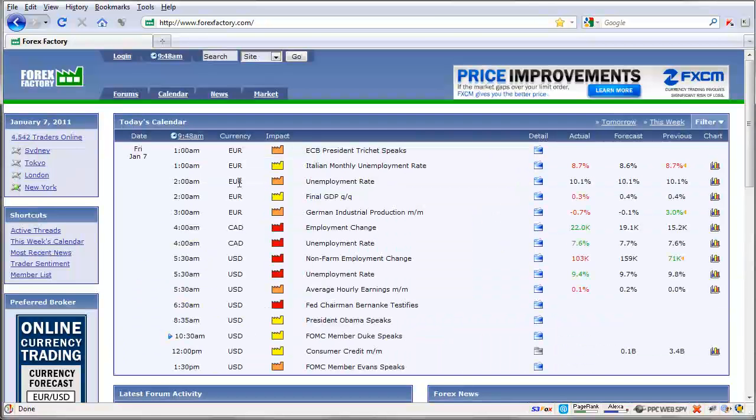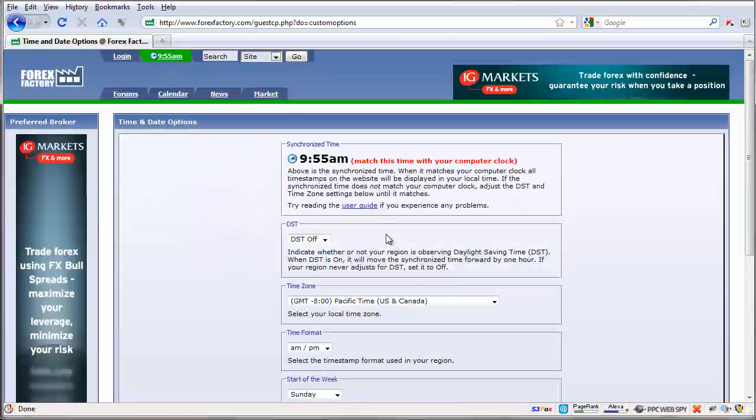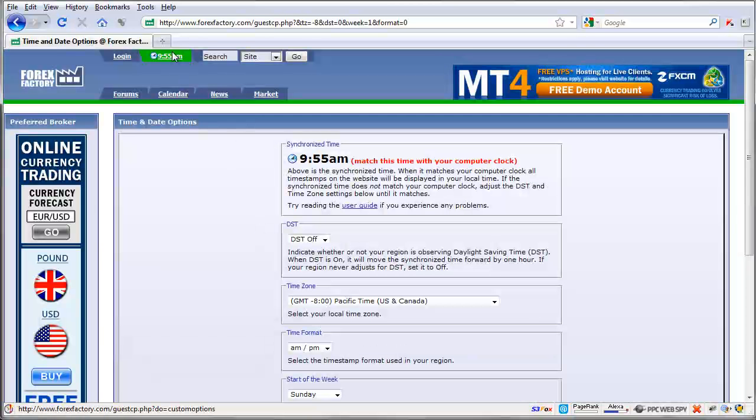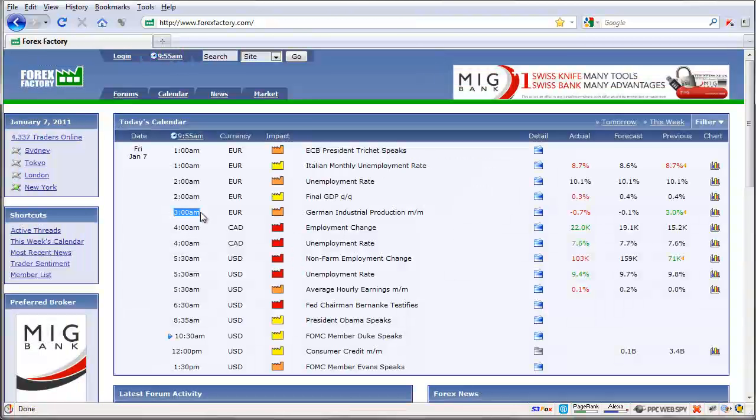Now you've got a time up here, and this time might be different. So the first thing you're going to need to do when you go to Forex Factory is click on that time and choose your time zone. Once you've clicked on OK, this will now reflect your time, and all of these times here will reflect your time. By default, they'll be Eastern hours.